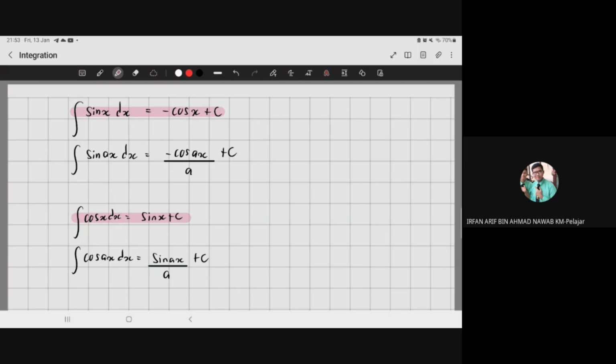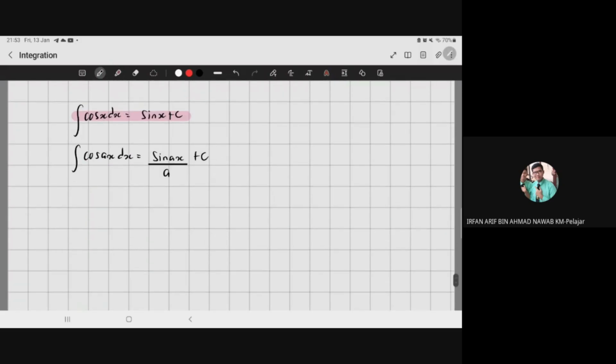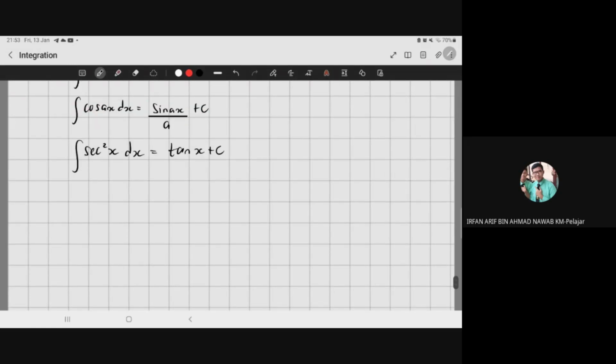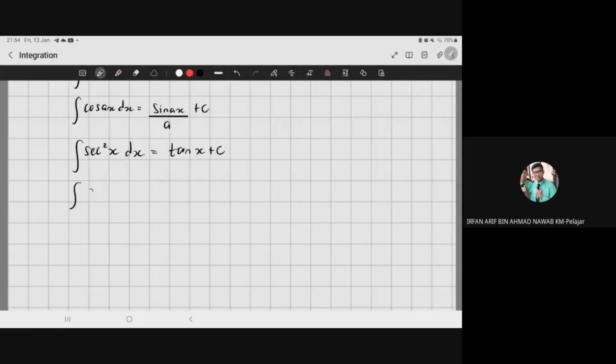Then another one, which I forgot, is secant squared. Secant squared of x, you will obtain tangent of x. And if you have a coefficient in front of x, you should obtain tangent ax over a.